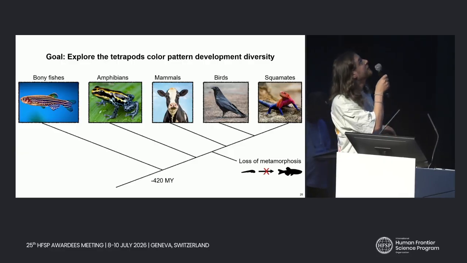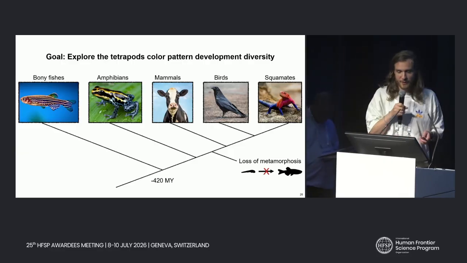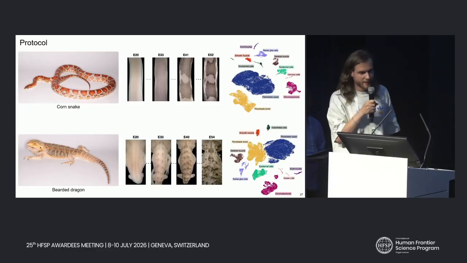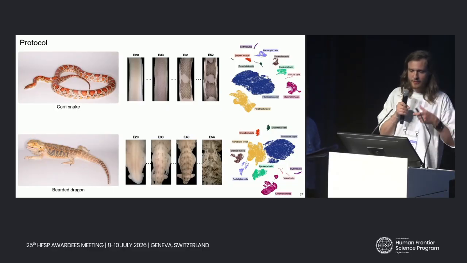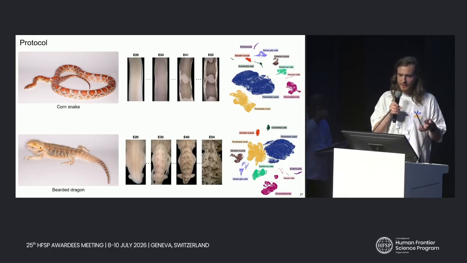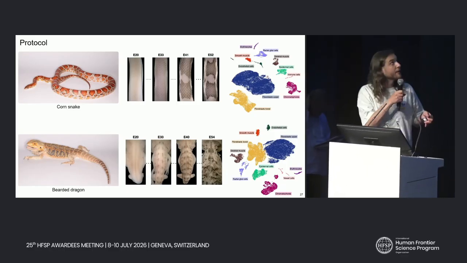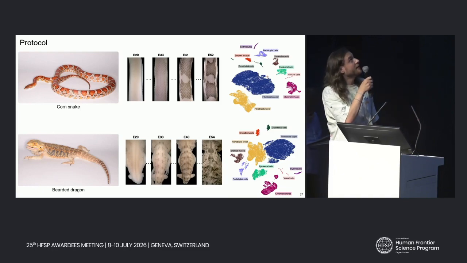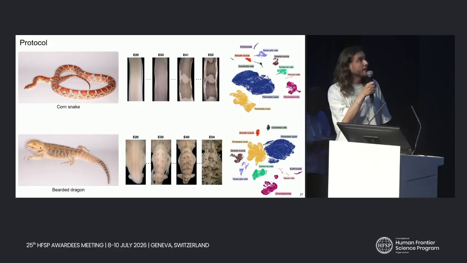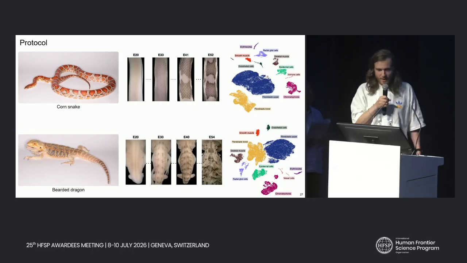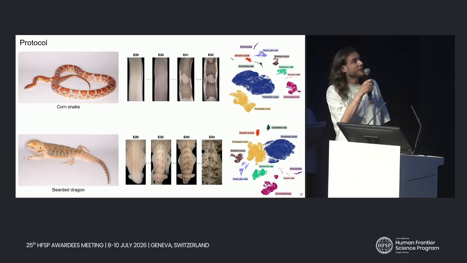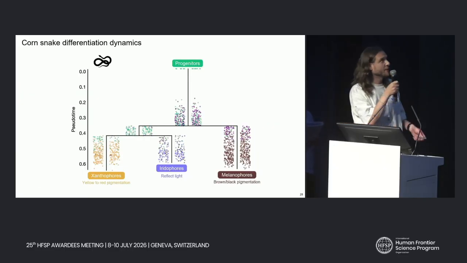So our idea was to explore the tetrapods' color pattern development diversity. And for this, we use two squamate species, the corn snake and the bearded dragon. We harvest the embryonic dorsal skin, and we use these cells for single-cell RNA sequencing. In the middle, you can see the range of pigmentation from our first to our last time points for both species. And we identified the skin populations that we're expecting, and we focused on this purple cluster here, the chromatophores, also known as the pigment cells.